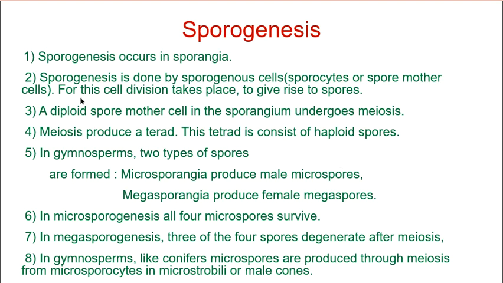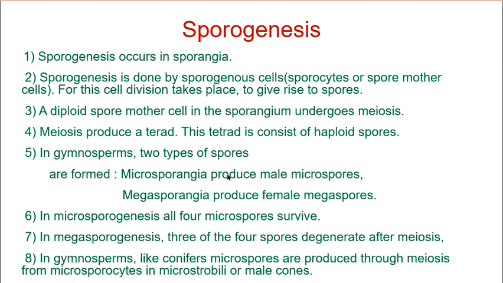Fine, definitely they will do it. It is an obvious thing, for cell division takes place to give rise to spores. Now, when something develops, definitely cell division happens. So, cell division takes place to give rise to the spores. A diploid spore mother cell in the sporangium undergoes meiosis division. Fine, now comes the point: meiosis produces a tetrad. We have seen it in the diagram. This tetrad consists of haploid spores.